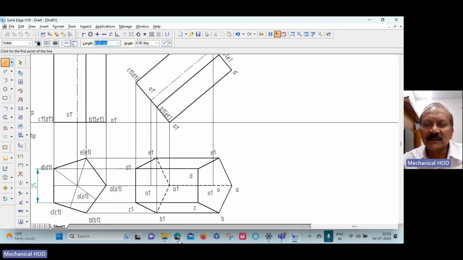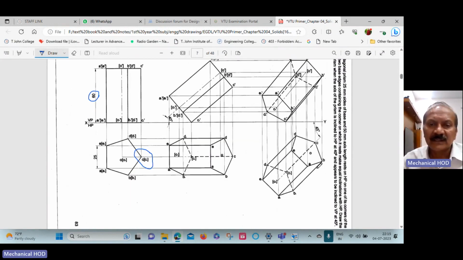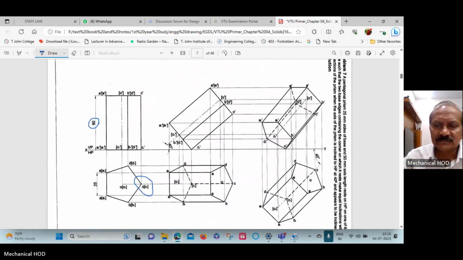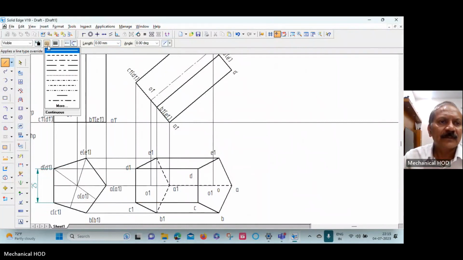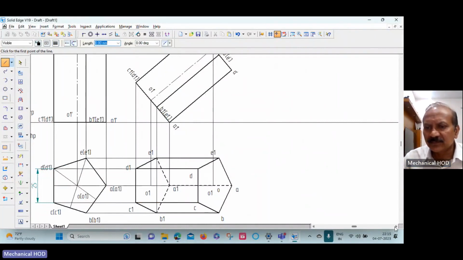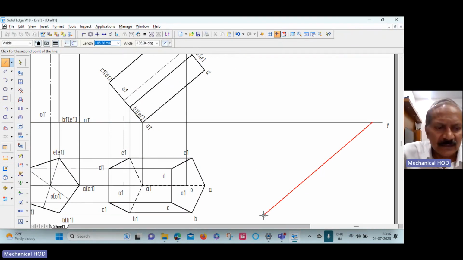Next, what is the axis inclination given? 45 degree. The axis inclination given is 45 degree, corner C. Okay, corner C. The axis appears to be inclined at 45 degree. Draw a line from somewhere here. 45 degree. Minus 90 plus 45, minus 135. Minus 135 is the angle.